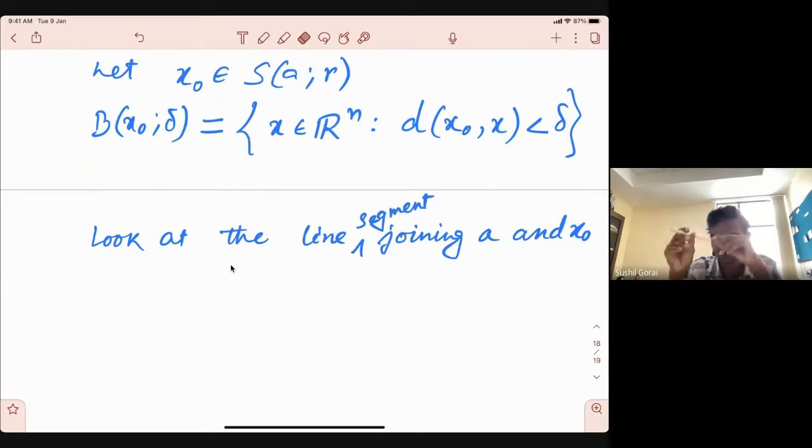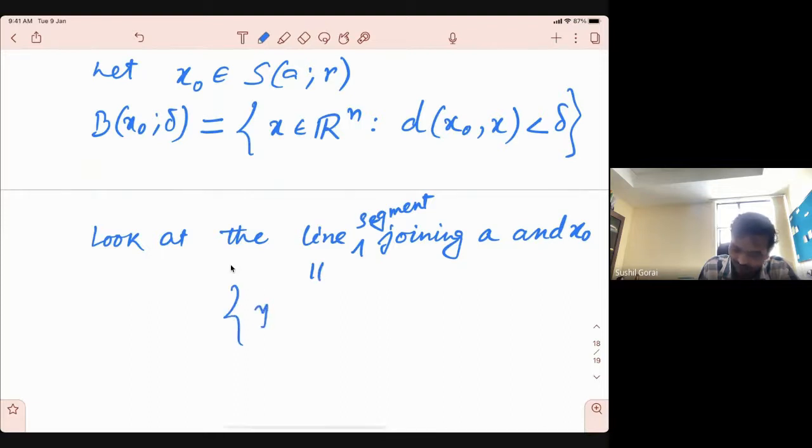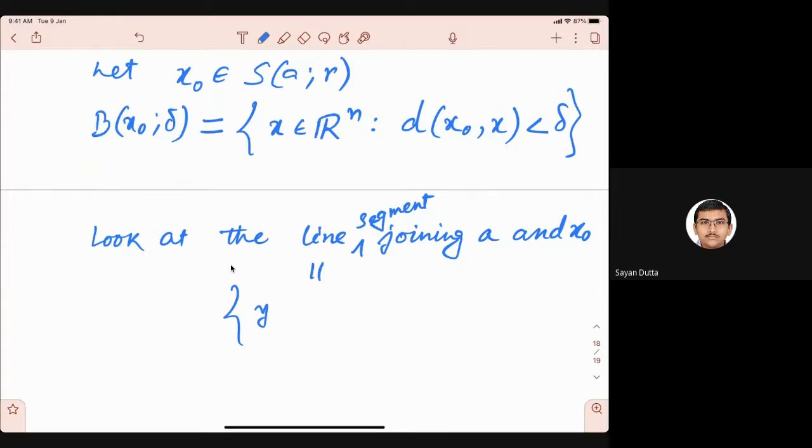But what is it actually? The line segment joining A and X naught is the set. Sir, do you mean the set of all points which satisfy lambda A plus (1 minus lambda) X naught? Right, something similar to that. And what about lambda?